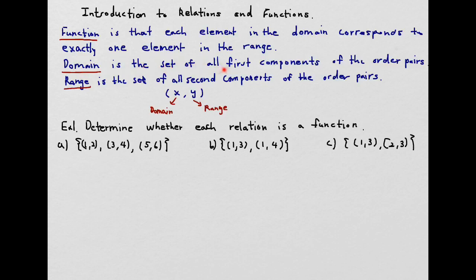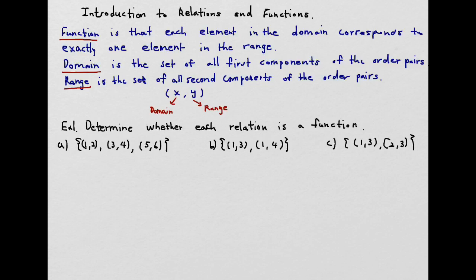Domain is the set of all first components of the ordered pair. So if we have an ordered pair, then the first element is going to be called the domain. The range is the set of the second components of the ordered pair. So your range is going to be the second part. First value, domain; second value, range. Another way to look at it, when we're looking at the rectangular coordinate system, your x is going to be domain and y is going to be range.